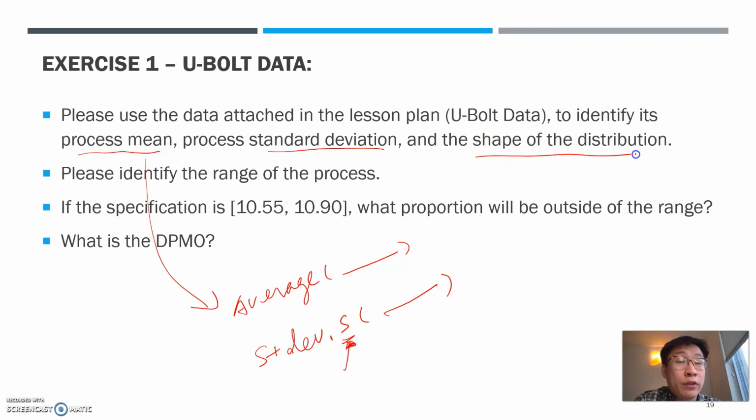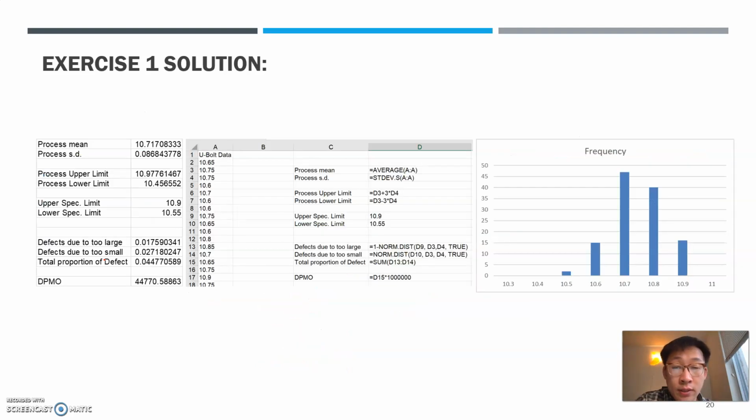And the shape of the distribution. This needs a histogram drawn, but first, identify the range of the process. So it looks like it is asking what the average is and what the standard deviation is. It should be answered here. And the specification is this. So what proportion will be outside of the range? What is the DPMO? So let's take a look.